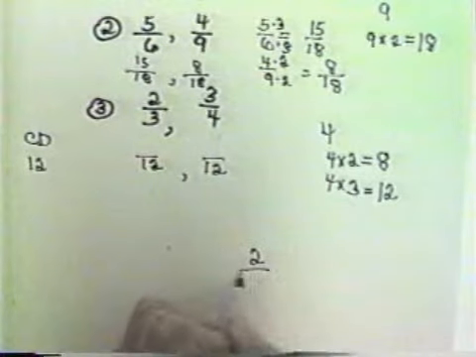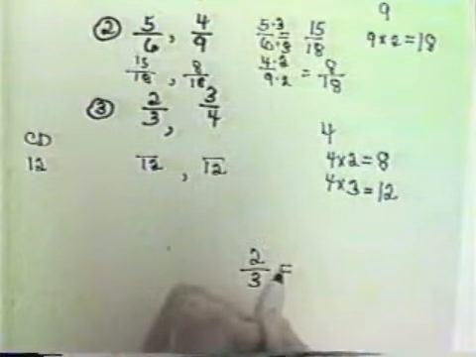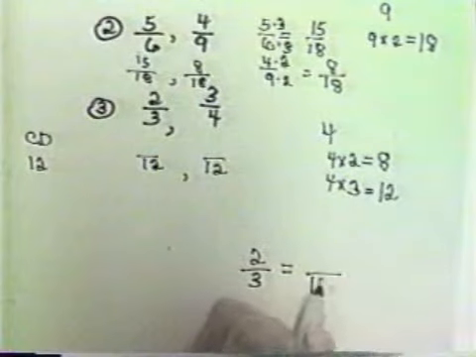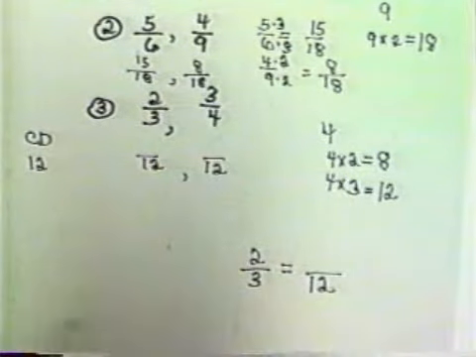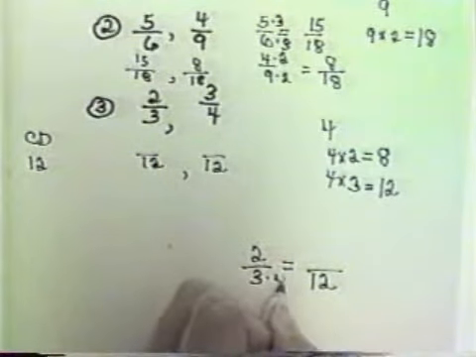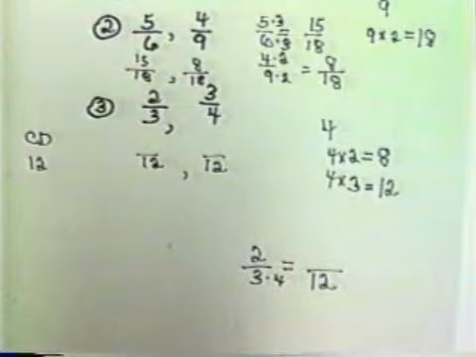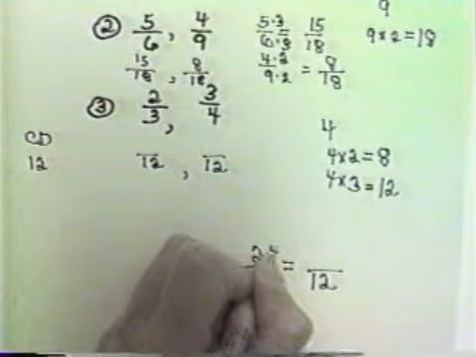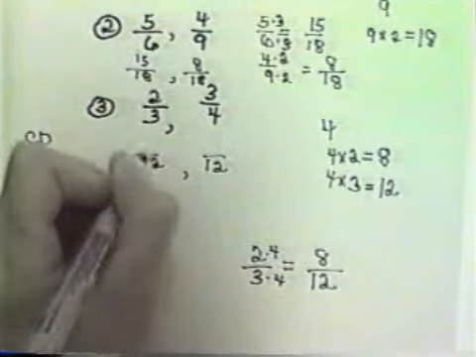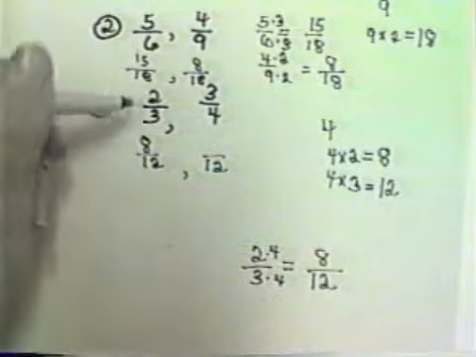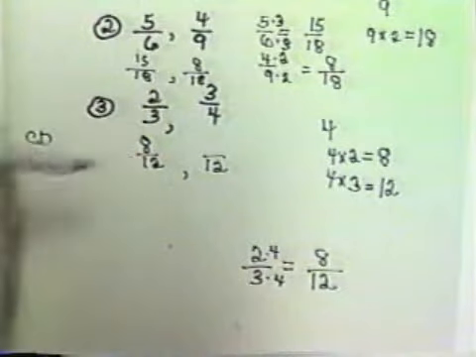Let's take 2/3 and change it into 12ths. To do that, I have to multiply 3 by 4. Whatever I multiply the 3 by, I've got to multiply the 2 by. So I'd end up with 8/12. So I can put 8/12 here because that's what I'm turning the 2/3 into.